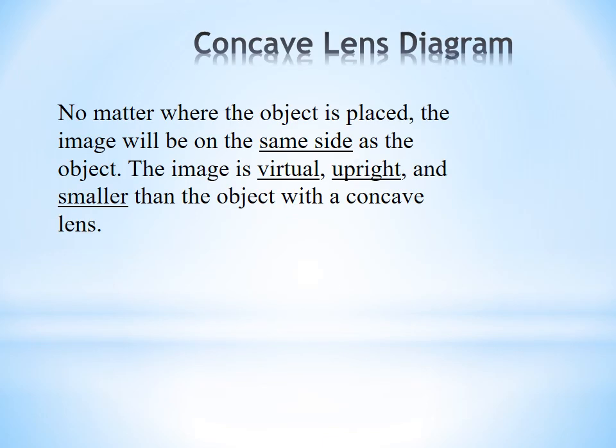So the features of the resulting image from a concave lens: no matter where the object is placed, the image will be on the same side as the object. The image is virtual, upright, and smaller than the object with a concave lens. So the image resulting from a concave lens does not depend on the distance from the lens, same as in case of a convex lens. All features will be the same as the distance from the object to the lens changes.